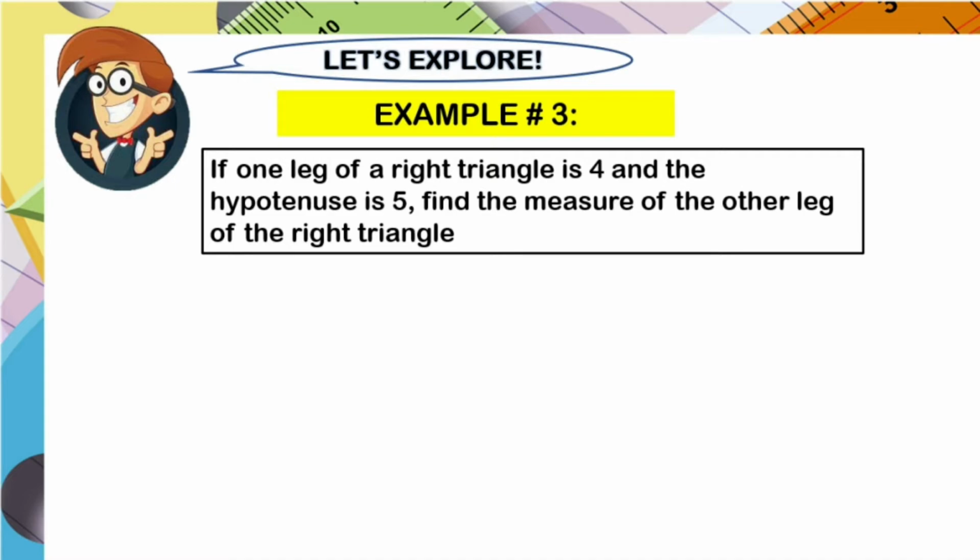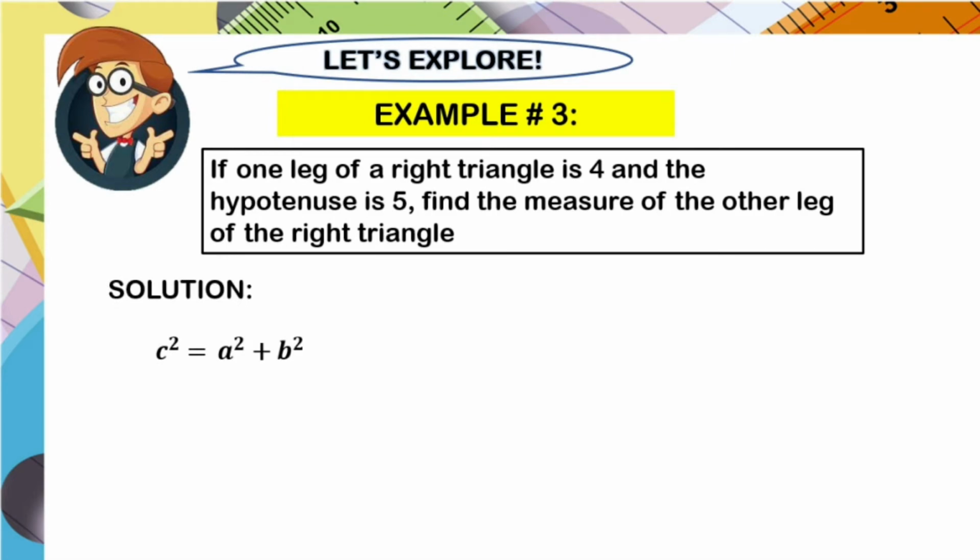Since we have already proved that the Pythagorean theorem is accurate and true, let us use the Pythagorean formula c squared is equal to a squared plus b squared in finding the measure of the missing side of a right triangle given the lengths of its two sides. For our example, if one leg of a right triangle is 4 and the hypotenuse is 5, find the measure of the other leg of the right triangle.